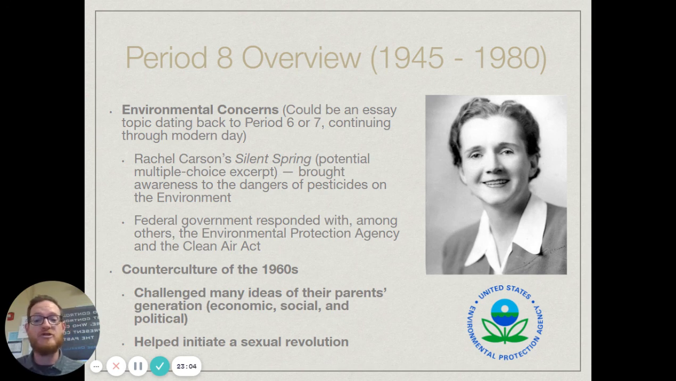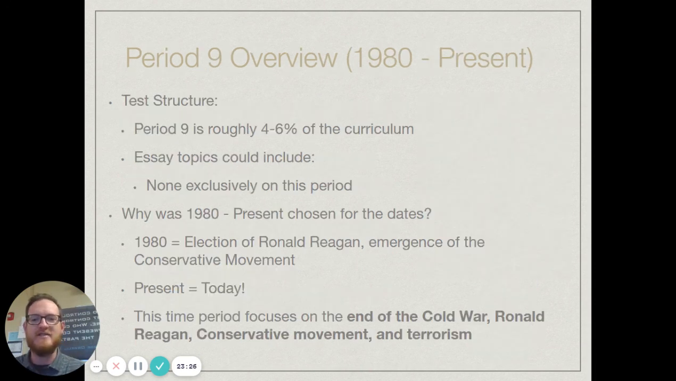You're going to see the counterculture starts to challenge many of the ideas of their parents' generations, economically, socially, and politically, and is going to help initiate a sexual revolution. Again, you're going to see that best shown in the Woodstock music festival that is going to happen. That's kind of considered like the mecca of the counterculture movement in the 1960s. So that brings us to period 9. Again, period 9, a much, much shorter one. I would tend to think that you will see period 9, unless it's involving Ronald Reagan and the conservative movement.